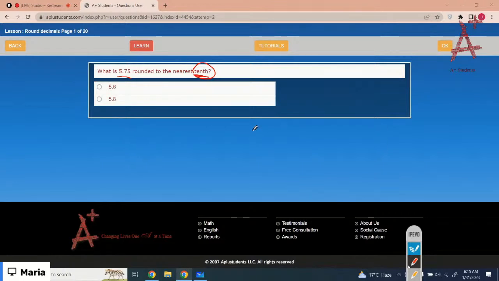Very good. 7 is at the 10th position. Just look at the number that is next to 7. It is 5, and 5 is equal to 5. They are equal. When they are equal, you have to add 1 to the 10th digit. So 7 plus 1 is 8, and it is rounded off to 5.8. So the correct option is 5.8.